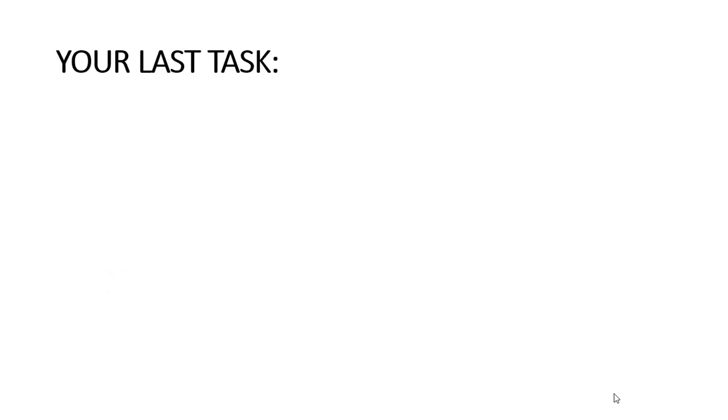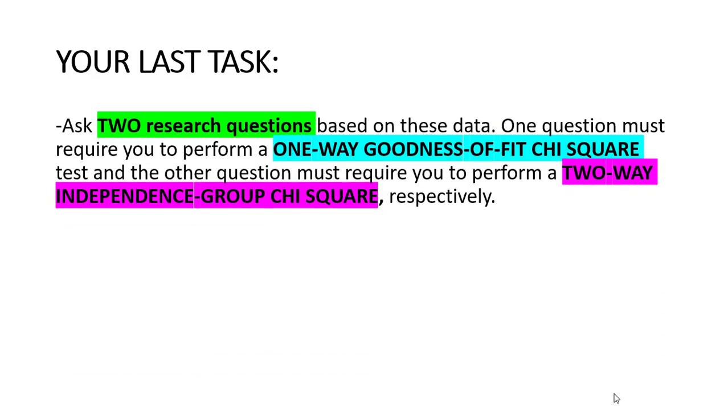Now, here's your last task. You are going to ask the questions. I'm not going to ask the questions. So you will ask 2 research questions based on the data. One question must require you to perform a one-way goodness of fit chi-square test, and the other question must require you to perform a two-way independence group chi-square, respectively. Okay, so you must come up with 2 questions, one where you're going to use the one-way goodness of fit, and the other one where you're going to use the two-way independence group chi-square test.